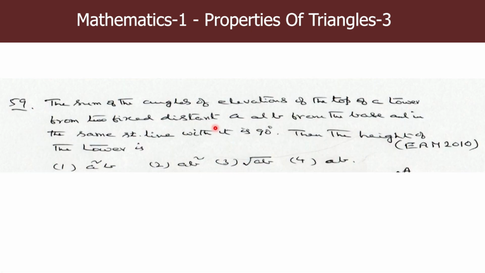Question 59. The sum of the angles of elevation of the top of a tower from two points at a distance of a and b from the base and in the same straight line with it is 90 degrees. Then the height of the tower is: 1) a²b, 2) ab², 3) root ab, and 4) ab. Now here please see.